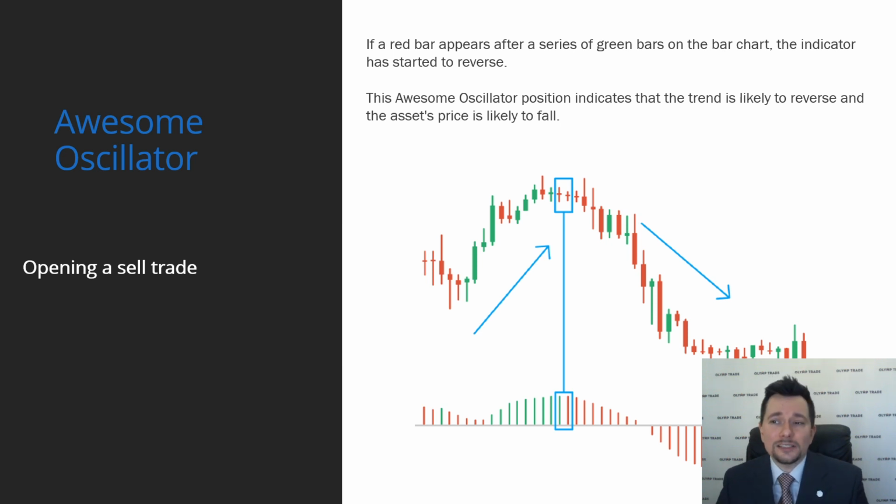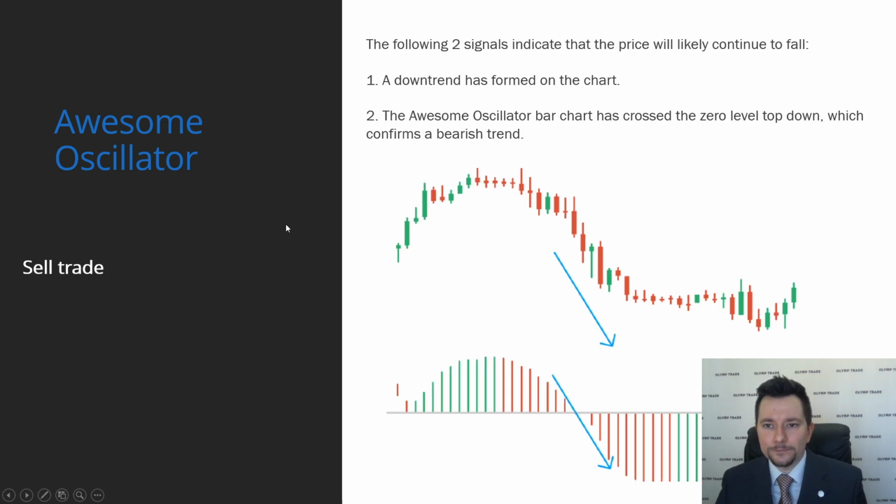Now, the position of the Awesome Oscillator, whether it is below or above the zero line, will indicate if the trend is likely to reverse and the asset price is going to fall. So right here, we are at the top. There was a change in trend, a change in momentum, and we fell. Here we have from the red bars. Oh, you guys can't see that. Let me show you another example.